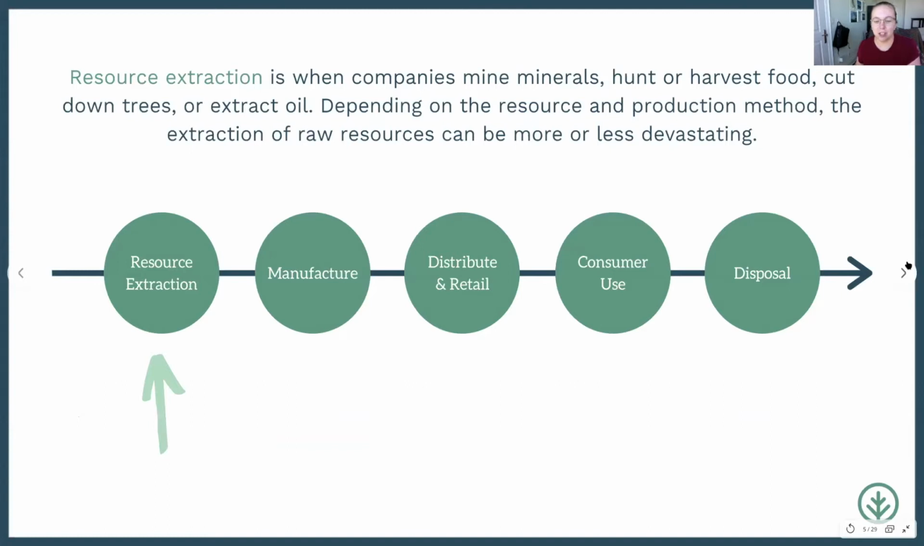So just to make sure that we understand all of the steps in the linear economy, resource extraction is when companies would actually mine minerals, hunt for their food, cut down trees, extract oil from the ground. This is the raw material that we're taking out of natural spaces, essentially, to create our products.